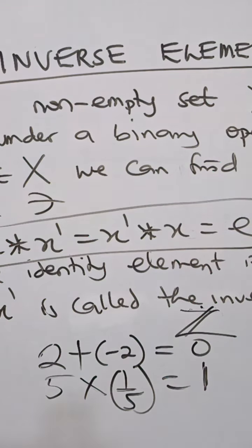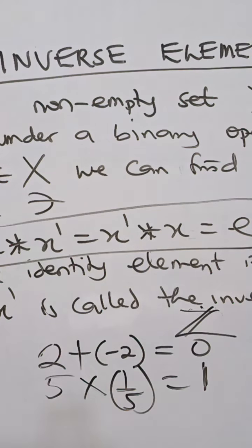Under addition, 0 is the identity element. So if the element is 2, then minus 2 will be the inverse of that 2, because the element you relate with that element must give you the identity element. Under multiplication, the reciprocal will always be the multiplicative inverse. For instance, if it is 5, then what are you going to multiply with 5 to get 1? That will be 1 over 5. So 1 over 5 is the inverse element of 5 under multiplication.